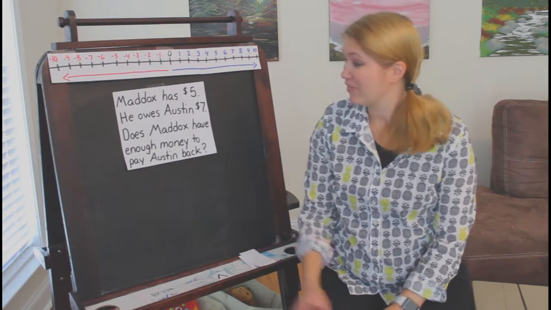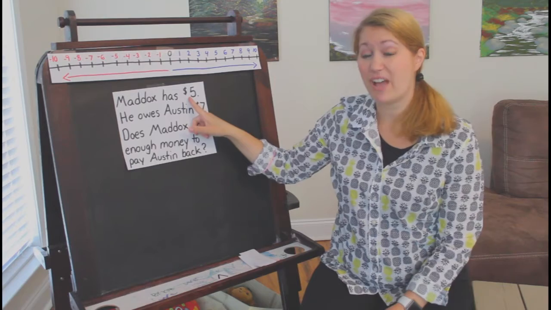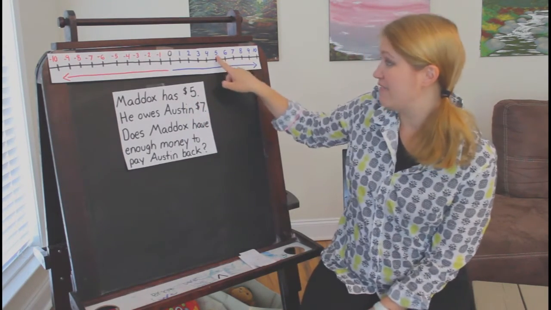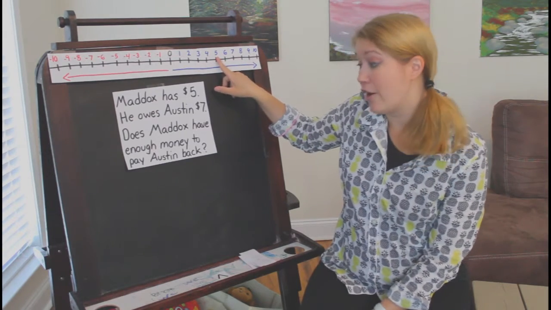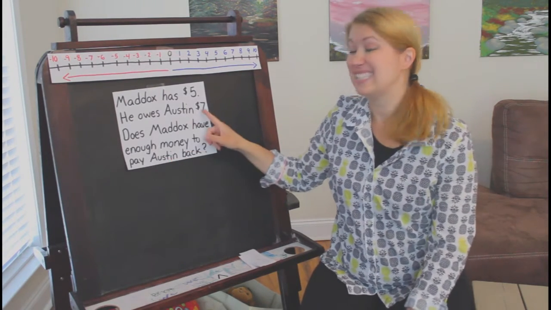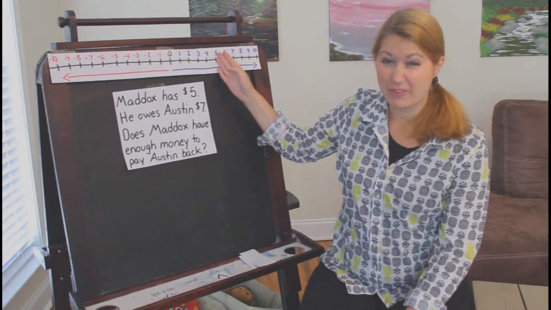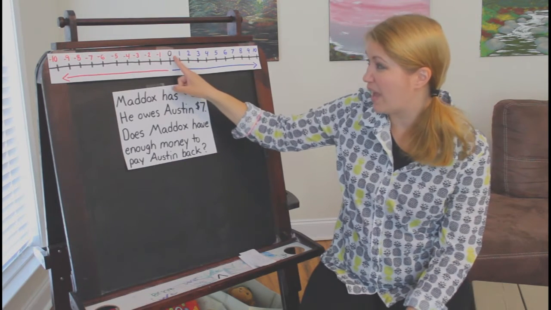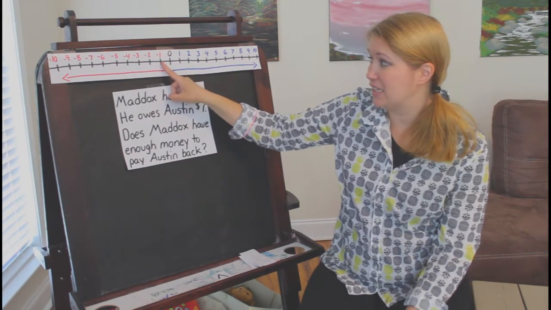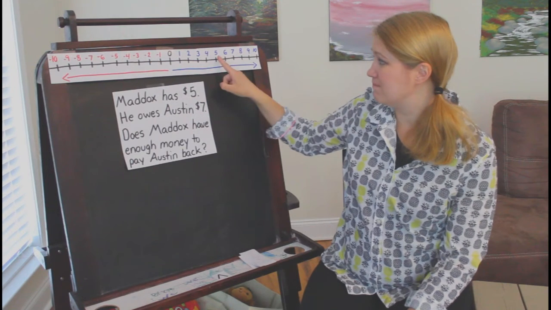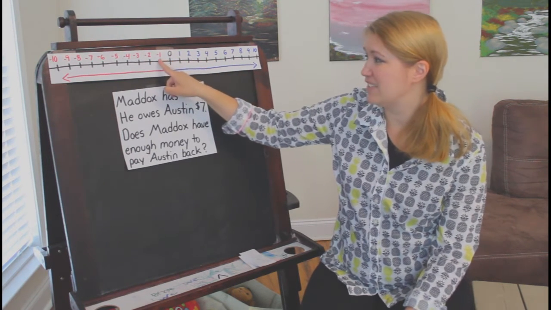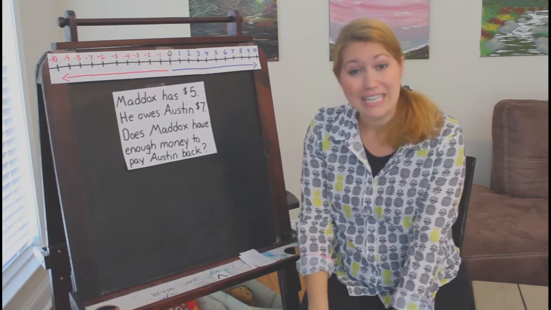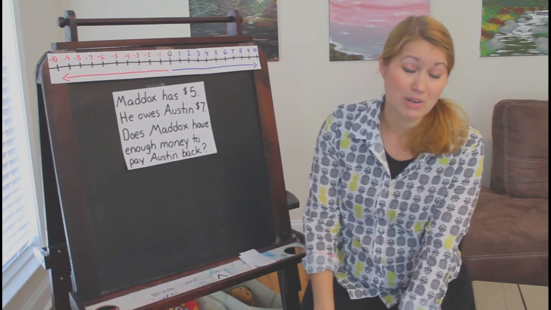Well, let's see. He has $5. So that's +5. He's got +5. But he owes Austin $7. Let's count back from 5. 5, 4, 3, 2, 1, 0, -1, -2. 1, 2, 3, 4, 5, 6, 7 spaces back. He doesn't have enough. He needs $2 more to be able to pay him back.